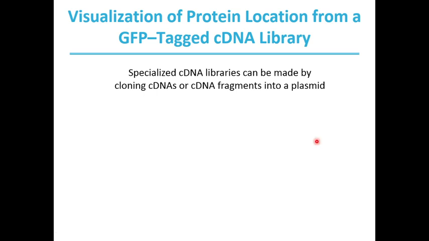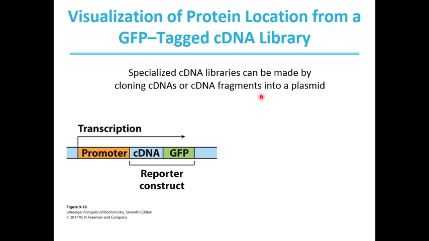Highly specialized cDNA, or complementary DNA, libraries can be made by cloning complementary DNAs or complementary DNA fragments into a plasmid that fuses each cDNA sequence with a sequence for a marker called a reporter gene. The fused gene, as shown here, is often called a reporter construct.